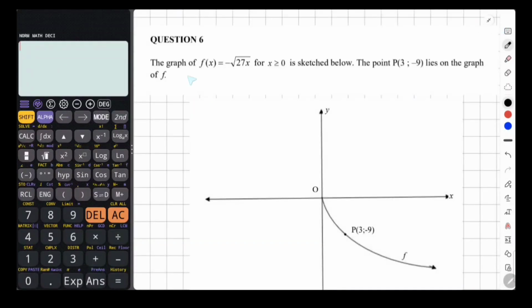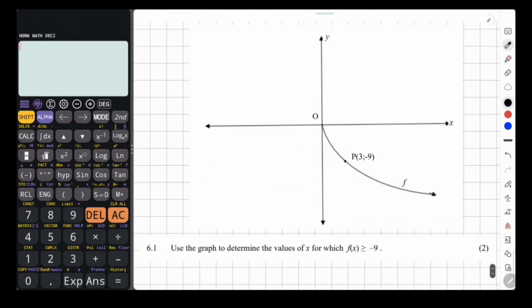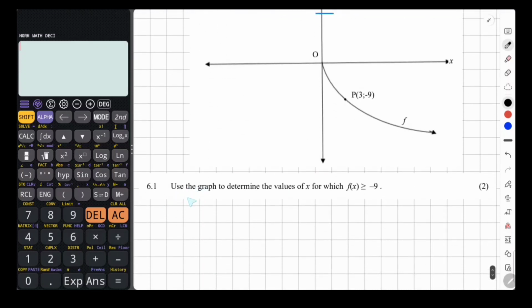Question 6 says the graph of f of x is equal to negative square root of 27x for x being greater than or equal to 0 is sketched below. The point P, which is (3, -9), lies on the graph of f. And the first thing we have to do is use the graph to determine the values of x for which f of x would be greater than or equal to negative 9. So remember, they are referring to a y value of negative 9.